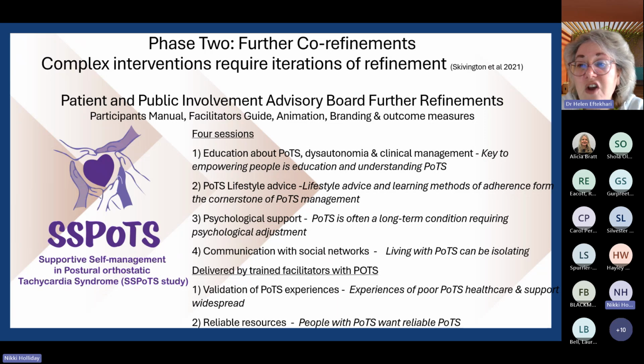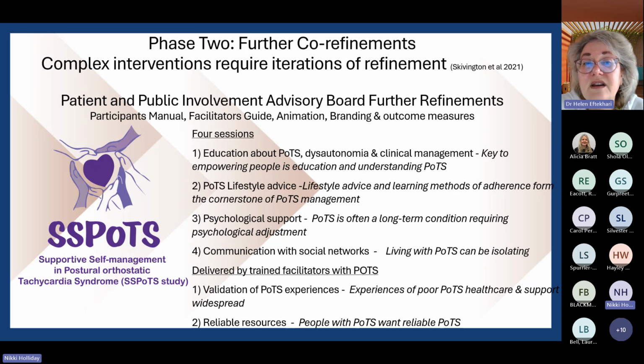So then there were further co-refinements, and I think that's really important, that whole process that you go through. It's not a wooden cycle. You'd go from one stage to the next stage to the next stage, but it's very fluid in terms of how you look at co-refining and requiring multiple iterations, really.